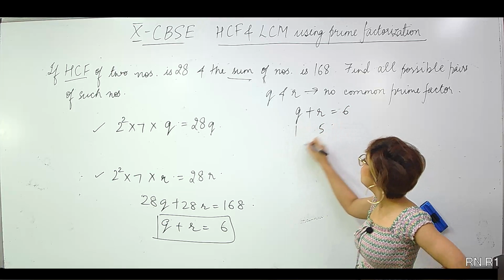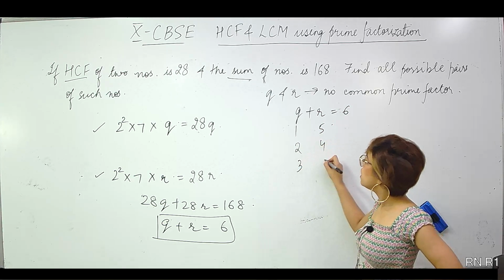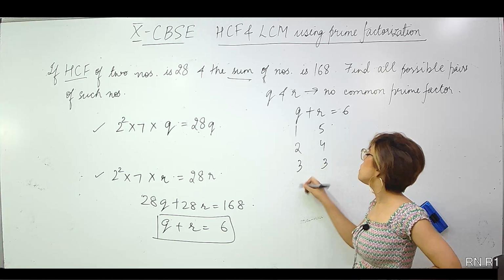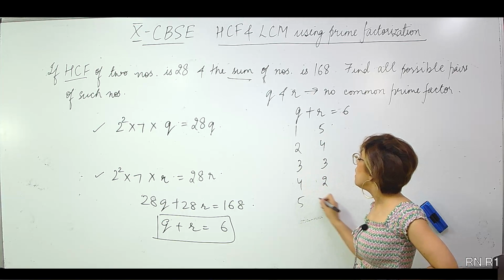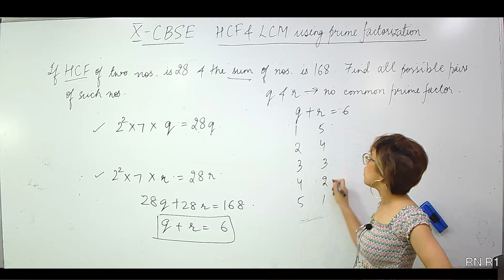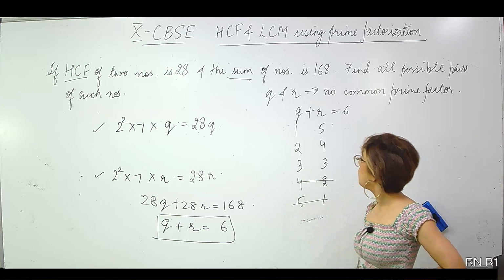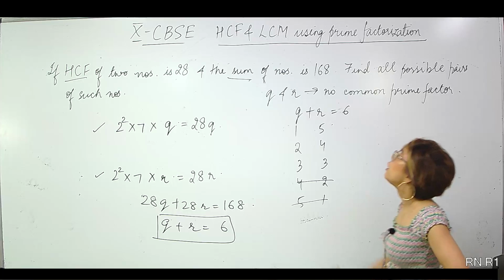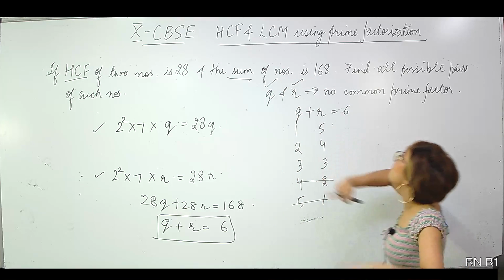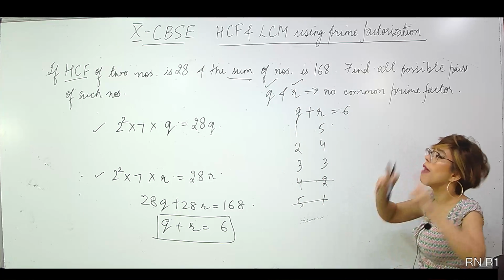1, 5, 2, 4, 3, 3. Now the other solutions, 4, 2 and 5, 1, are anyway rejected by repetition. So rejected. Also, mind it, you said that Q and R do not have any common prime factor.